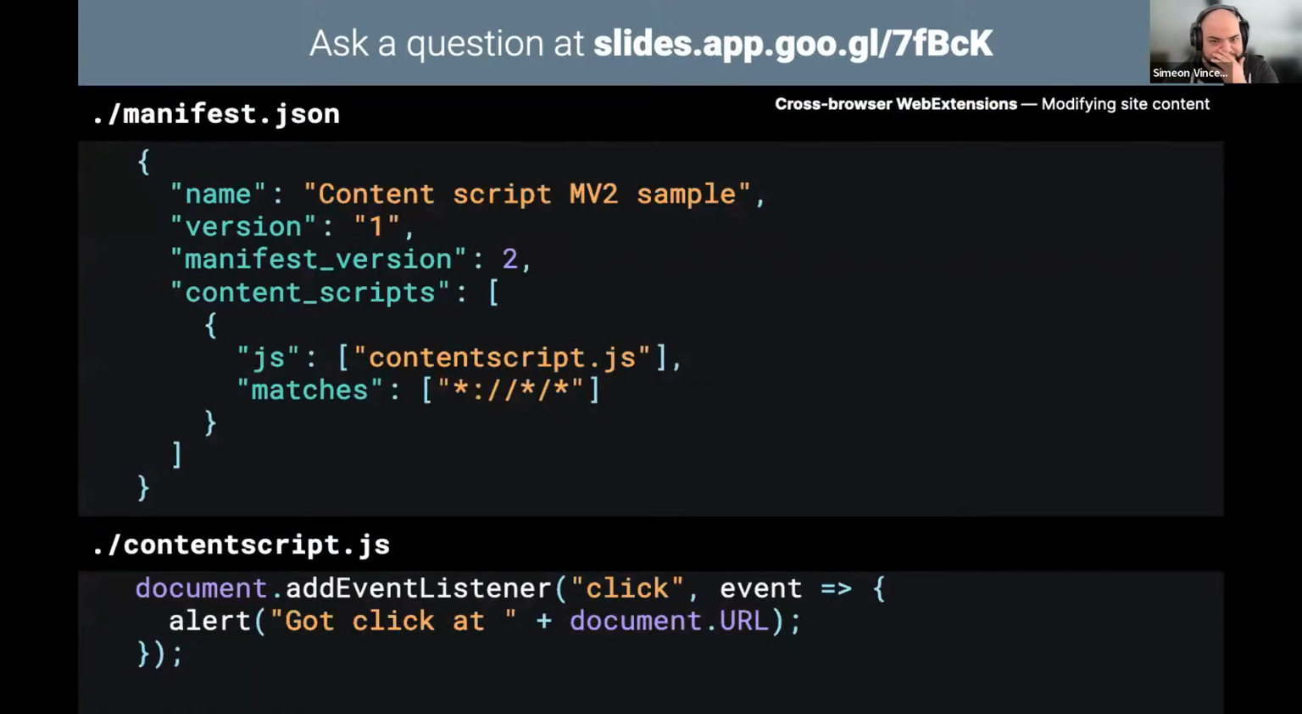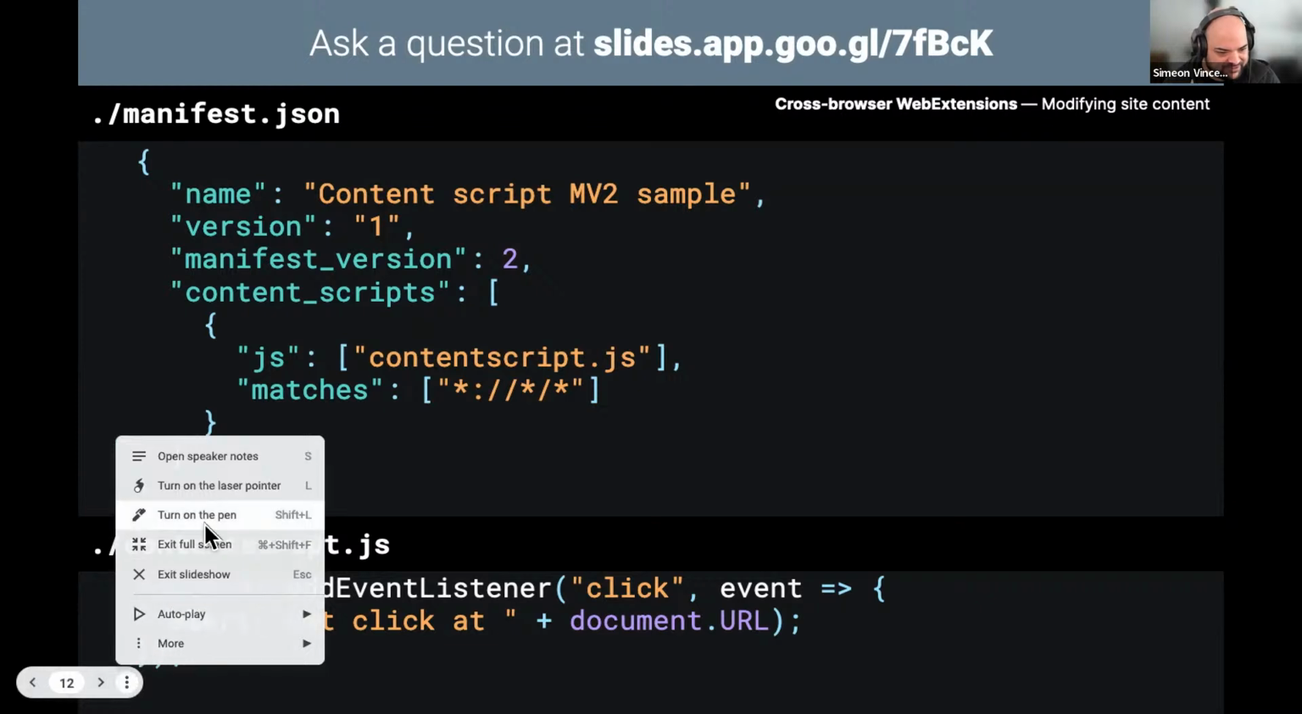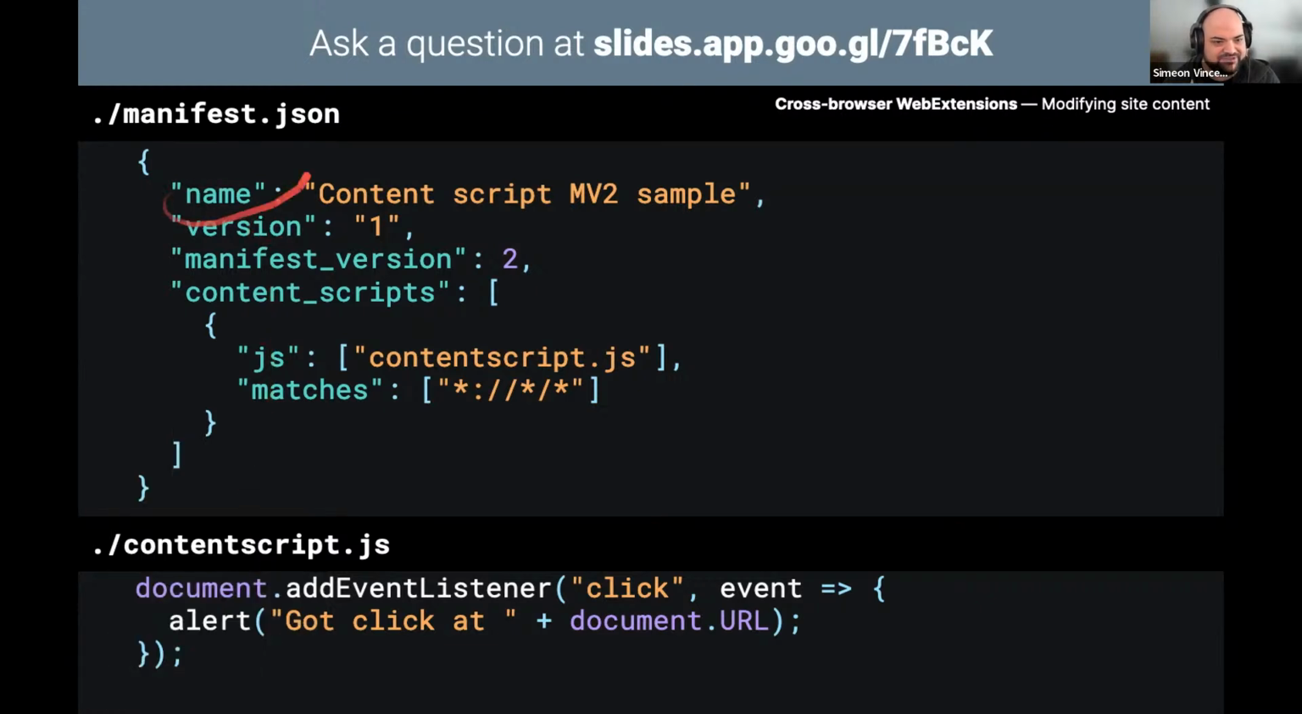So the most basic extension, well, this isn't the most basic extension that you could write. The most basic would only have, let's see, I can enable a laser pointer. Oh, so fancy. The most basic extension only requires these top three fields: a name, a version, and a manifest version. So we're slightly more advanced than an absolute minimal extension, but not by a lot.